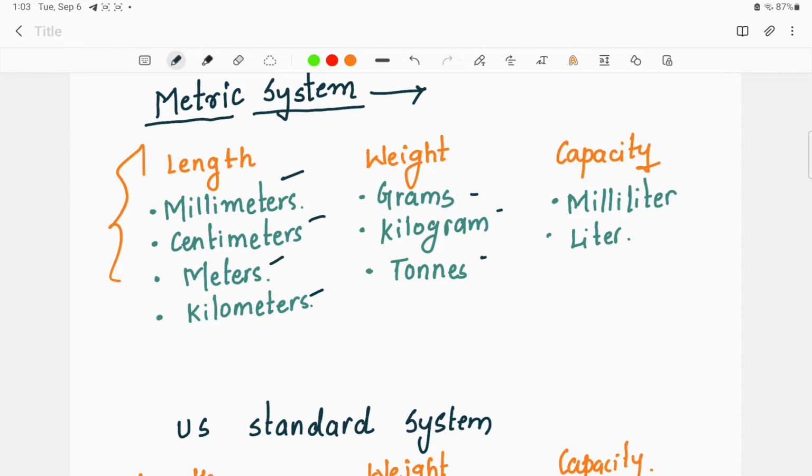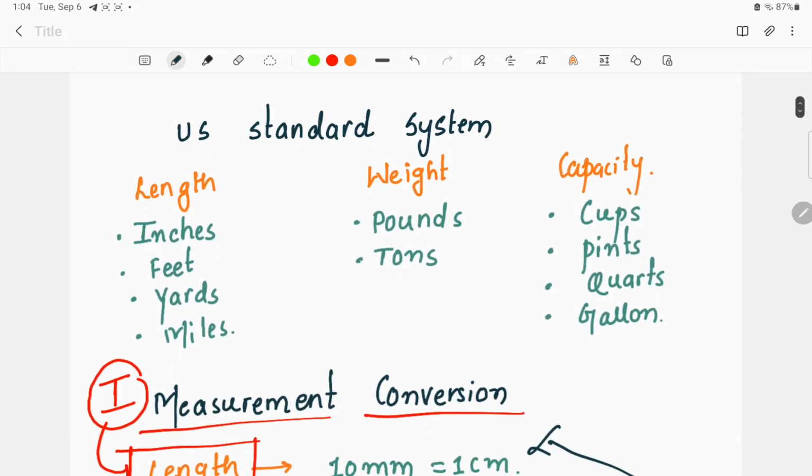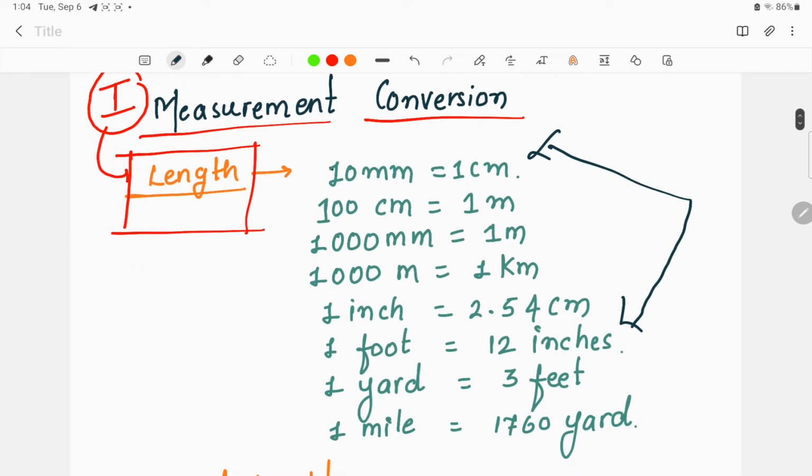Basically in the metric system we must understand how to convert millimeter into centimeter, centimeter into meter, meter to kilometer, kilometer to centimeter, kilometer to millimeter. These conversions are important, and for that you have to screenshot each and every detail that I have written here. Please do screenshot this one. For the US standard system, you must understand what kind of units we are using here. This is very important.